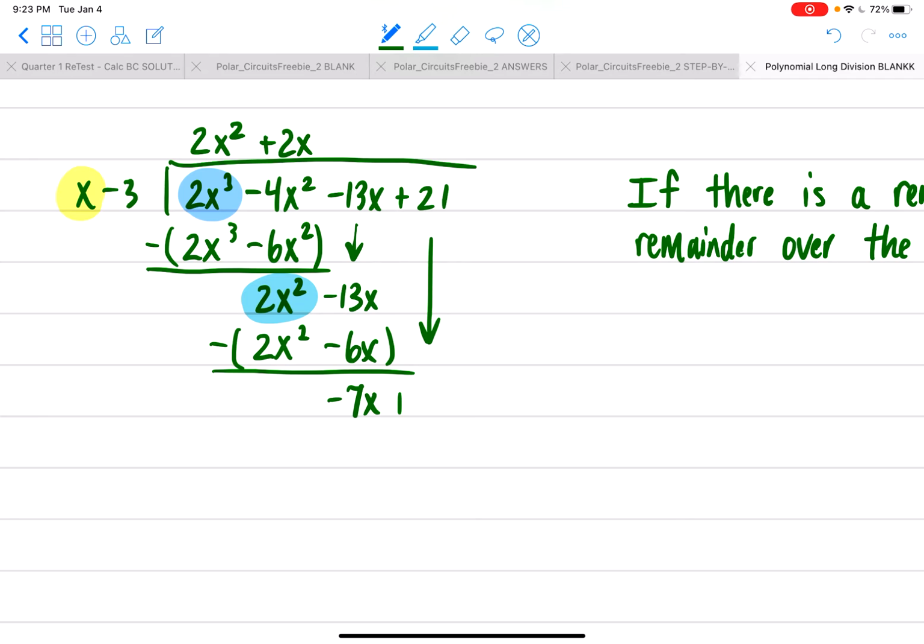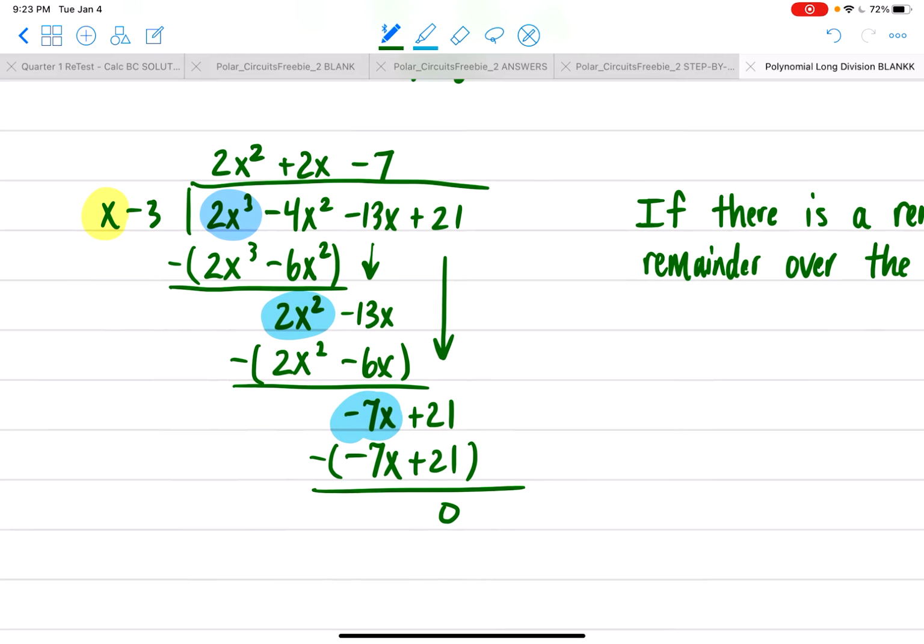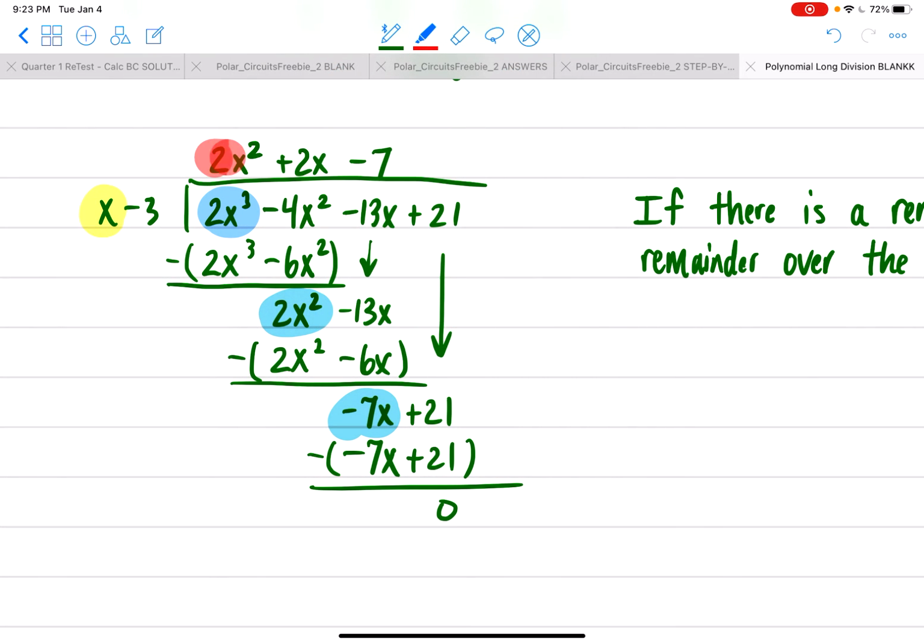Bring down the 21. How many times do I need to multiply x by to get negative 7x? That's going to be minus 7. Okay, so here we go. We're multiplying negative 7x plus 21. Okay? Oops. There's supposed to be a remainder on this, but there isn't. So, all right, here we go. So this right here would be our answer.